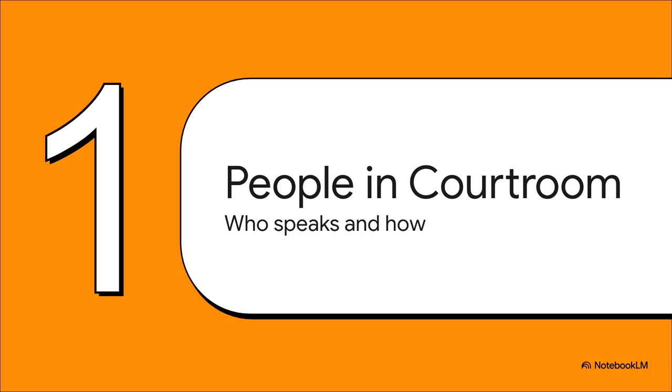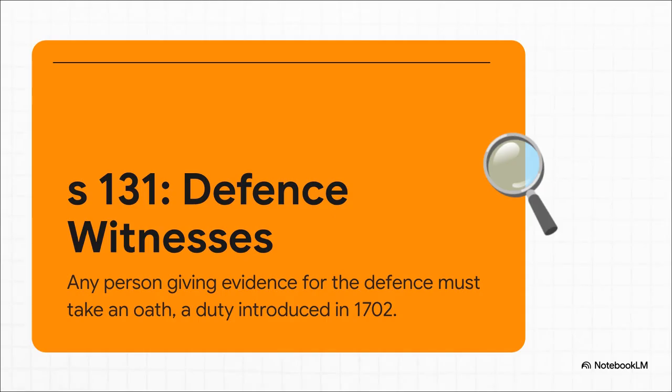Right, part one. Let's start with the absolute fundamentals, the rules that govern the actual human beings who give evidence in a trial. First up, Section 131. Now, this seems incredibly obvious today, but it's a fundamental rule of fairness. Defense witnesses have to be sworn in, just like prosecution witnesses. Believe it or not, this rule actually fixed a historical imbalance that goes all the way back to 1702. It puts everyone on a level playing field.